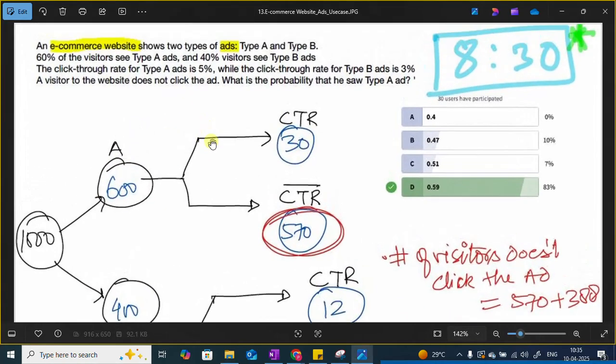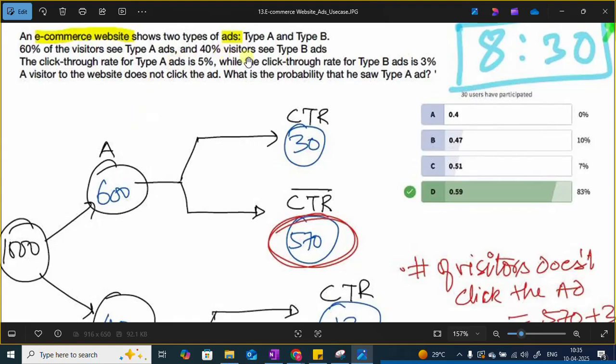Now, what is the second part telling? The second part is telling the click-through rate of type A ad is 5%. Means 5% of 600 people click on that ad. Now tell me, 5% of 600 means how much? It's 30. Now 30 people click on that ad. That is click-through rate, everything. Now how many people do not click on the ad? 600 minus 30, that is 570. That's all. Not click-through ad.